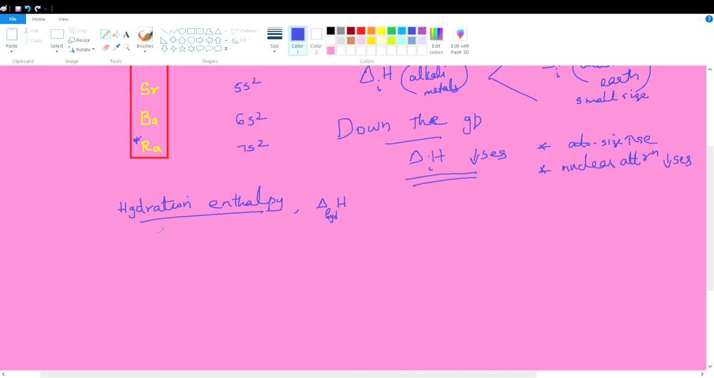So all these alkaline earth metals contain 2 valence electrons, they lose 2 electrons and form divalent ions. Beryllium forms Be2+ ion. Magnesium forms Mg2+ ion. Calcium 2+, barium 2+, strontium 2+, etc. When we compare the hydration enthalpy of these ions, hydration enthalpy depends on the size of the ion. How does hydration enthalpy vary with size? Inversely proportional.